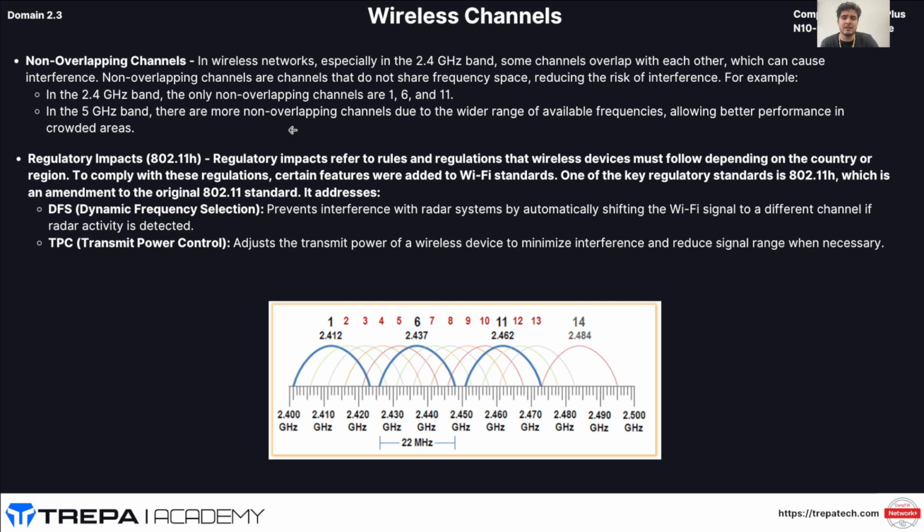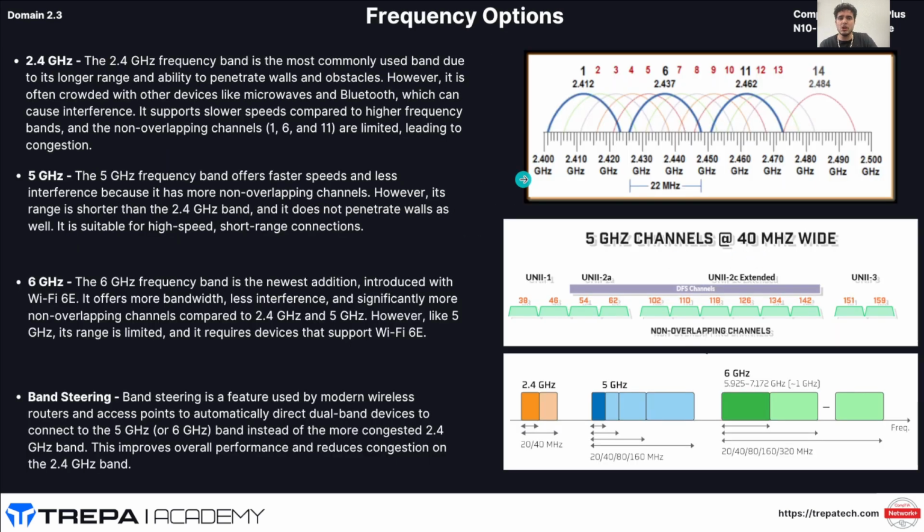So DFS. This prevents interference with radar systems by automatically shifting the Wi-Fi signal to a different channel if radar activity is detected. And then TPC, the transmit power control. This adjusts the transmit power of a wireless device to minimize interference and reduce signal range when necessary. So what we're saying here is that some of our critical infrastructure may run on a similar frequency range, and we don't want our Wi-Fi interfering with something like radar, okay? So that's 802.11h.